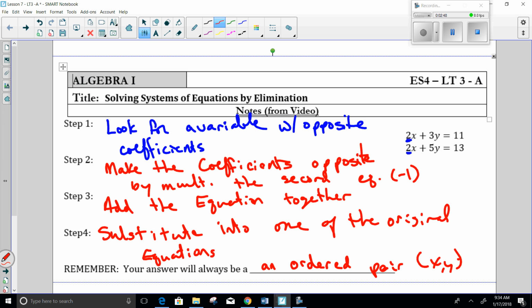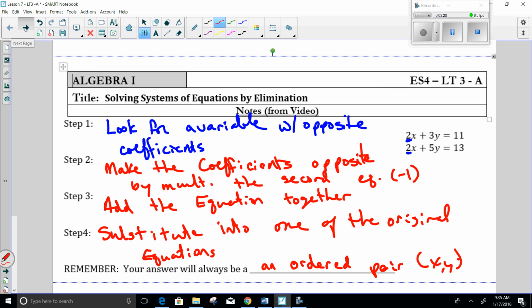Okay. So again, step 1, look for a variable that's the opposite. If they're not opposite, look for variables that have the same coefficient. Then step 2 is make them opposite by multiplying the second equation by -1. Step 3, add the equations together. What happens is when you add the equations together, one of the variables is going to eliminate, hence the word elimination. And then step 4, we're going to substitute back into one of the original equations, just like we did in the process of substitution.